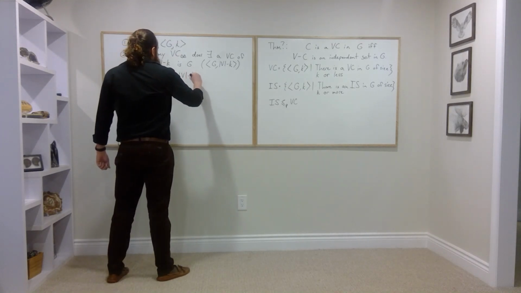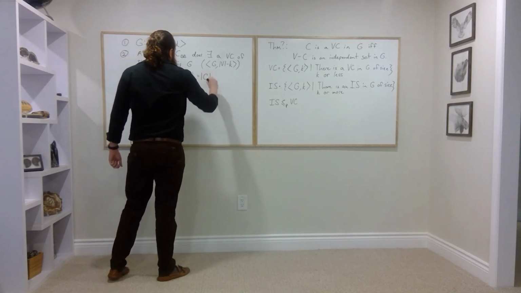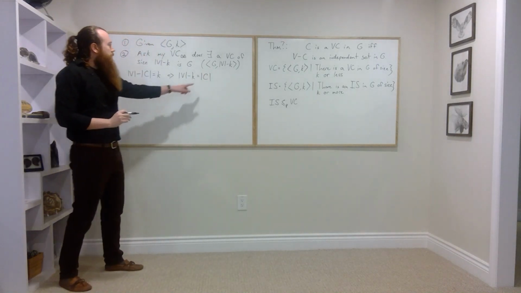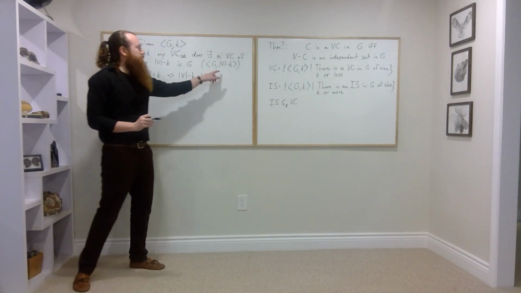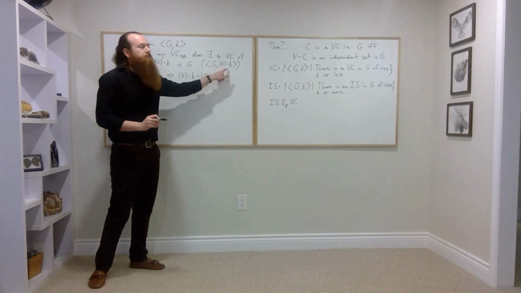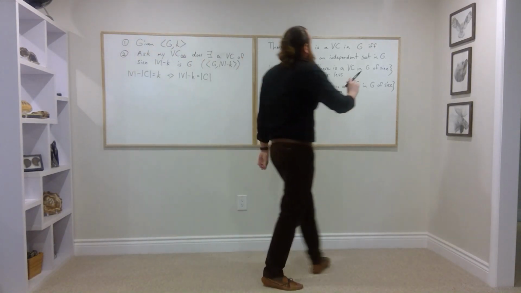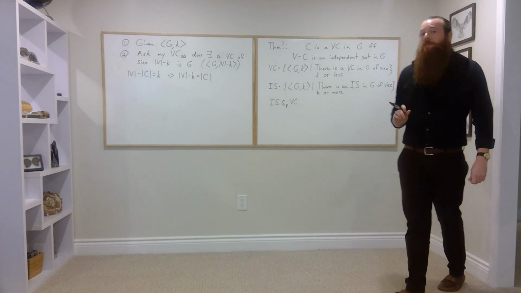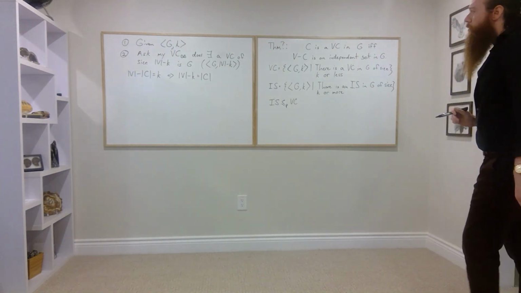Magnitude of V minus k equals the magnitude of C. So the magnitude of my vertex cover is going to be the magnitude of V minus k. And remember, this is if and only if. That's a very important point. Why is that an important point?